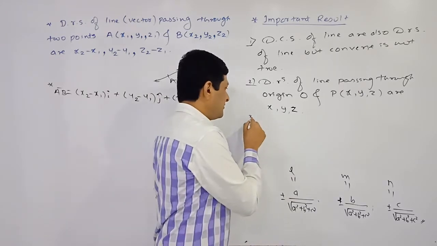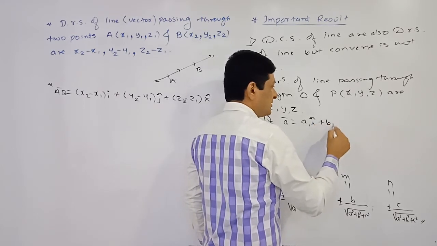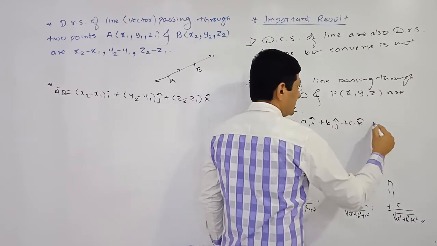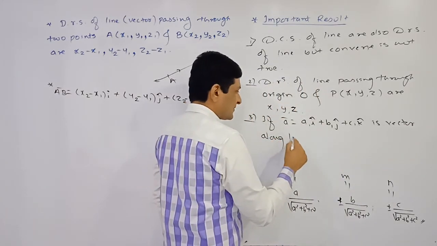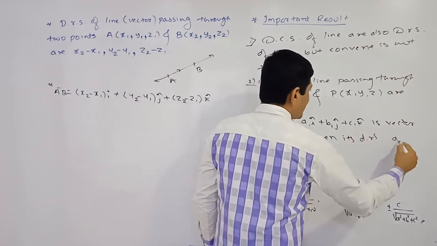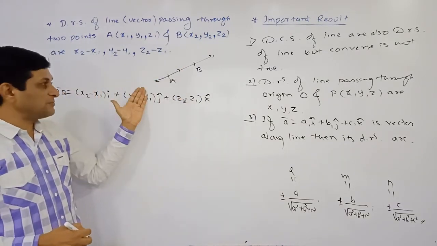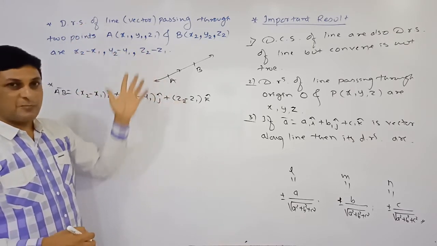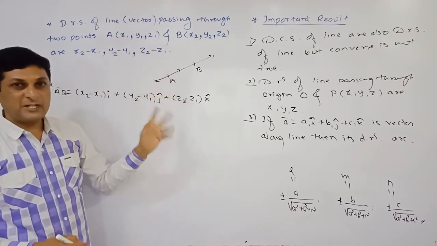Means if the line passes through origin, then the coordinates of any point on that line are nothing but direction ratios. And the third very important result: if A bar is equal to A1 I cap plus B1 J cap plus C1 K cap is a vector along the line, then its direction ratios are, okay. Now here we have seen, if AB bar is the vector along the line, then the coefficients of I cap, J cap, K cap are nothing but direction ratios. What is the coefficient of I cap? X2 minus X1, J cap is Y2 minus Y1, and Z2 minus Z1 is the coefficient of K cap.